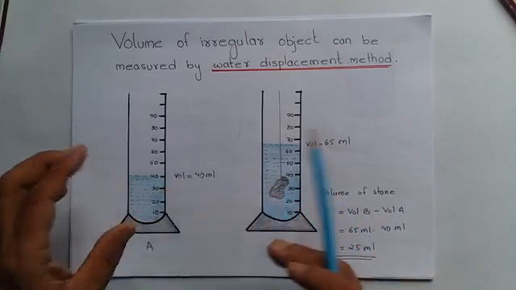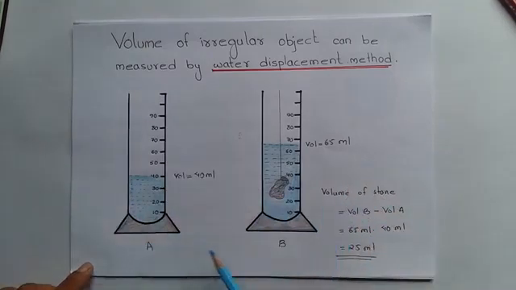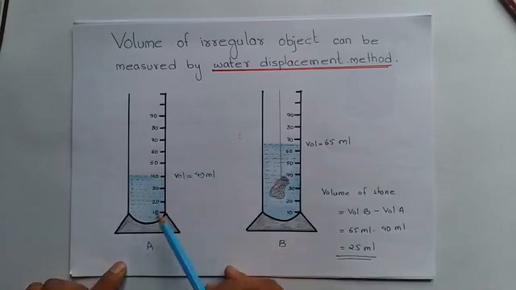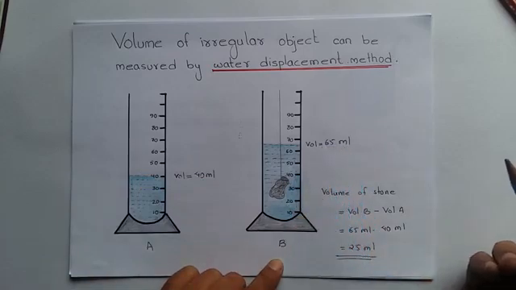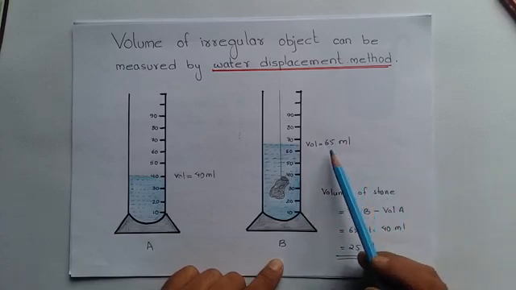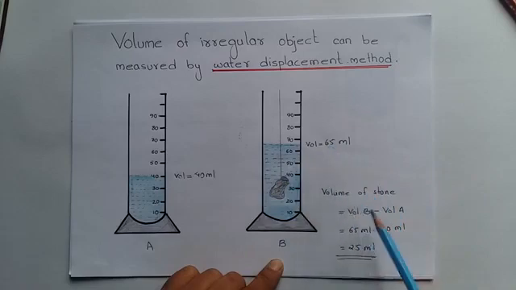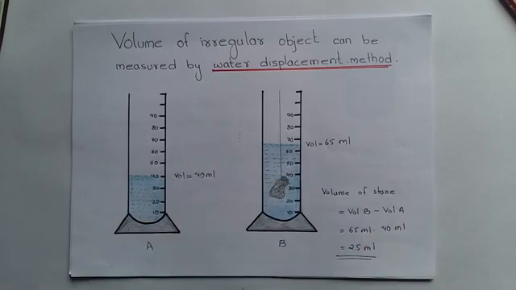It's the same cylinder. I've written here A and B, it does not mean the cylinders are different. It is the same cylinder. First, in the initial stage, that is A, the volume of water was 40 milliliter. In the second stage, that is B, the volume increases to 65 milliliter. What is the increase in the volume? We get it by subtracting 40 from 65. We get 25 milliliter. And this increase in volume is the volume of the stone. This is how we calculate the volume of an irregular object, by water displacement method. So we have seen now how the volume of regular object and volume of irregular objects is calculated.